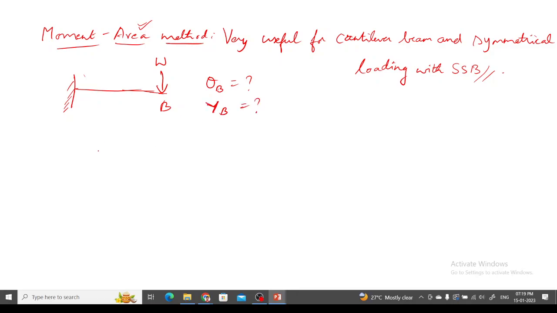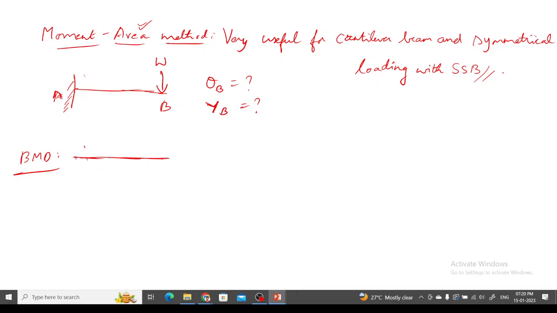So what I should do in this moment area method is, let us name this as point A. First we have to draw the bending moment diagram, and then we have to draw the M by EI diagram. So can you please draw the bending moment diagram for this, and say whether it's positive or negative, and whether its shape is like a triangle or a rectangle? Triangle, sir.